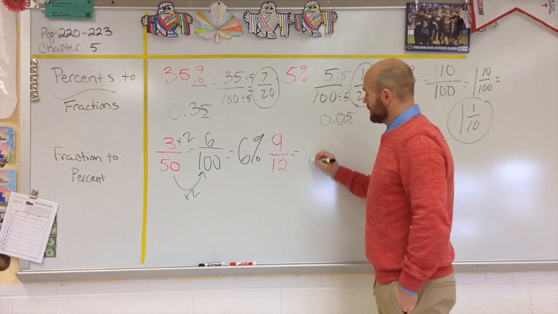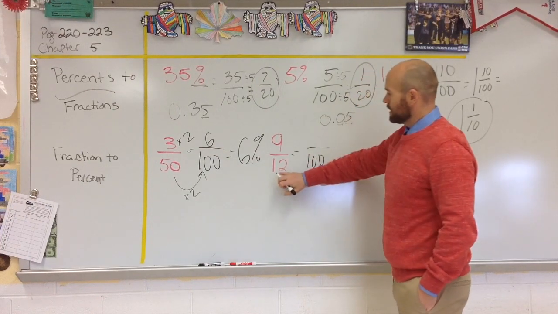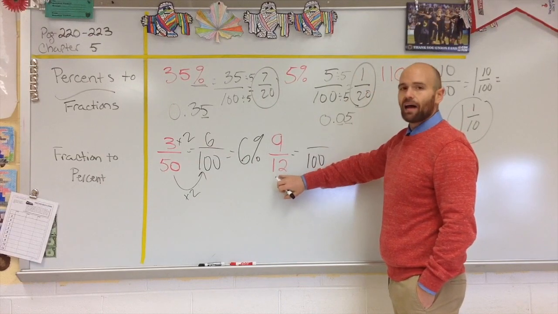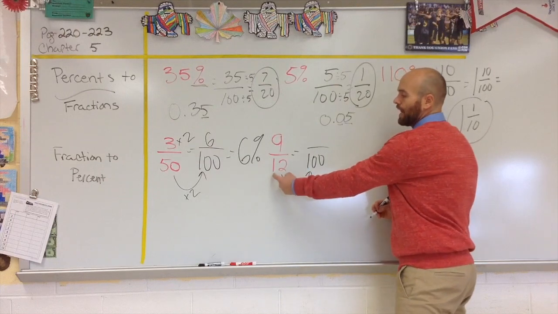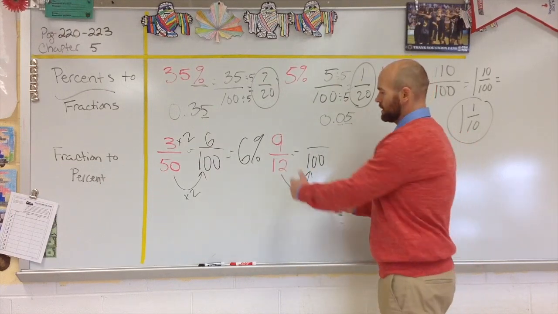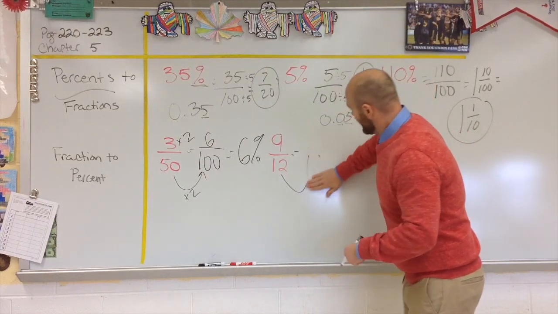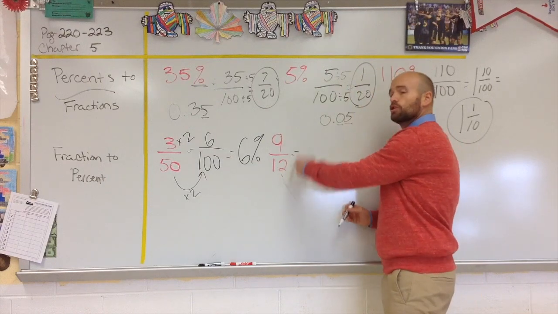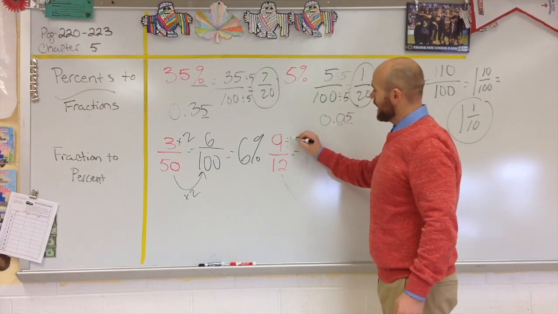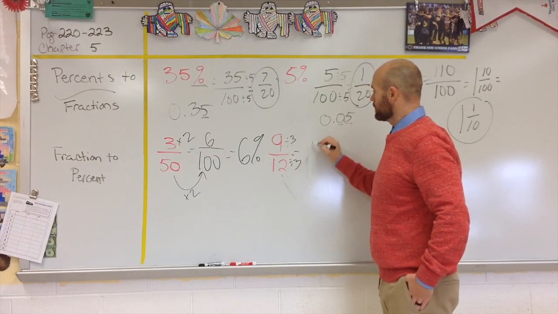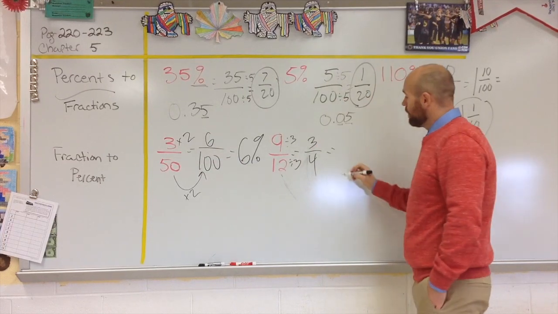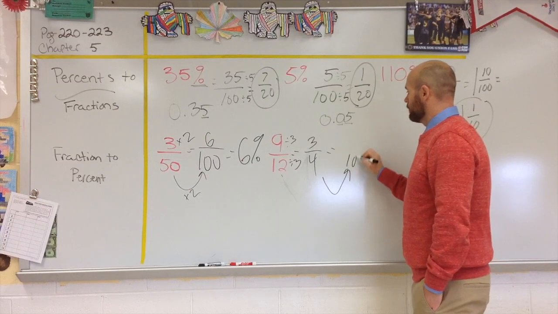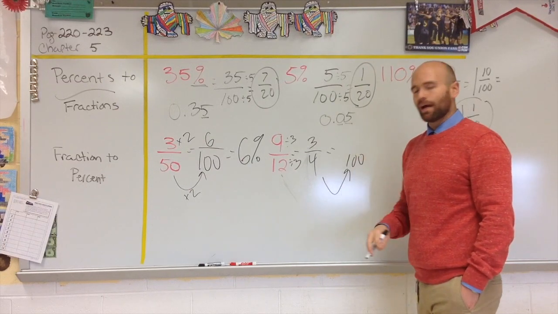9/12 is not a factor of 100. So I would need to multiply this number by a decimal to get from here to here. But what I can do is I can reduce this fraction, dividing each one by 3, and I'll get 3/4. Now, I can take 4 to 100 by multiplying by 25.